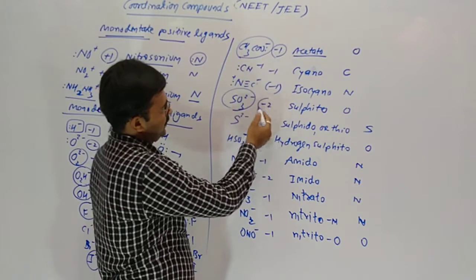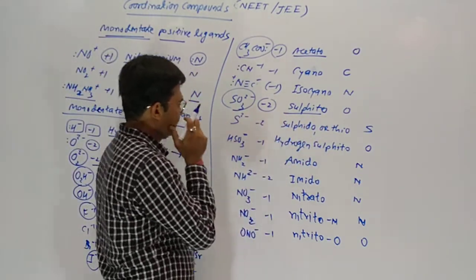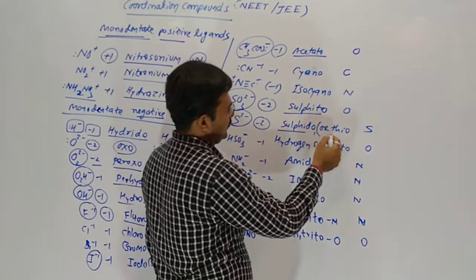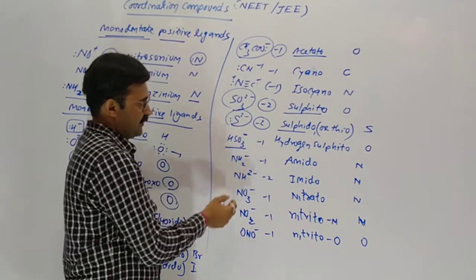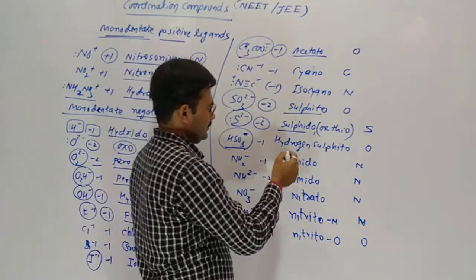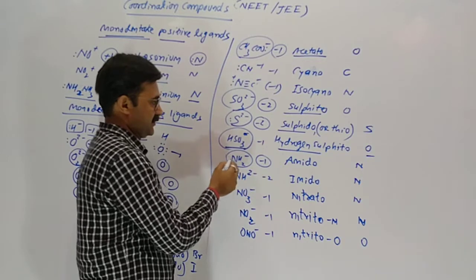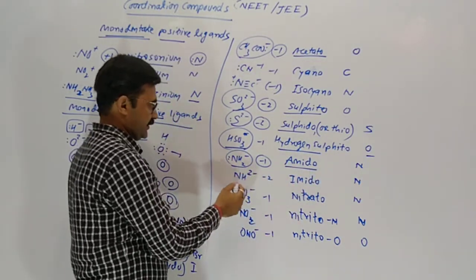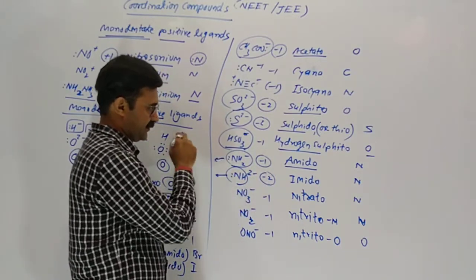SO3 2-, charge -2, is sulfito, and oxygen is the donor. S2-, having charge -2, is sulfido otherwise thio, and sulfur is the donor. Hydrogen sulfito, HSO3-, here oxygen is the donor. NH2- having -1 charge is amido, and nitrogen is the donor. NH2-, with charge -2 but monodentate, is imido, and nitrogen is the donor.